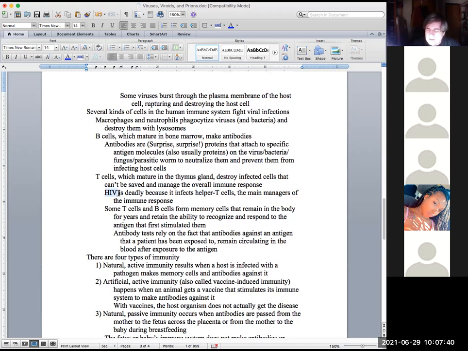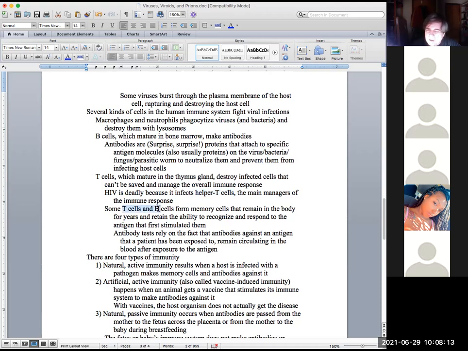Another viral disease, HIV, is deadly because it affects helper T cells. And these are the main cells that kind of recruit all the other cells. So if you stop these helper T cells before they can actually recruit other immune system cells, it means your immune system doesn't work very well. And that's the basic problem in AIDS when you have an HIV infection. The immune system doesn't work as well as it should.